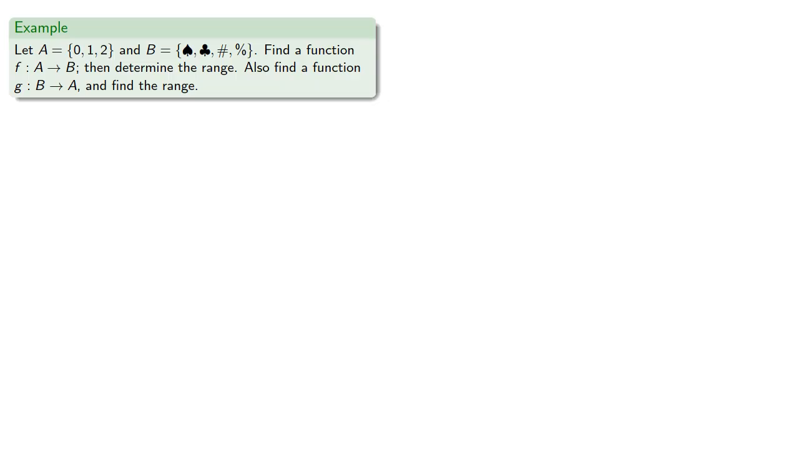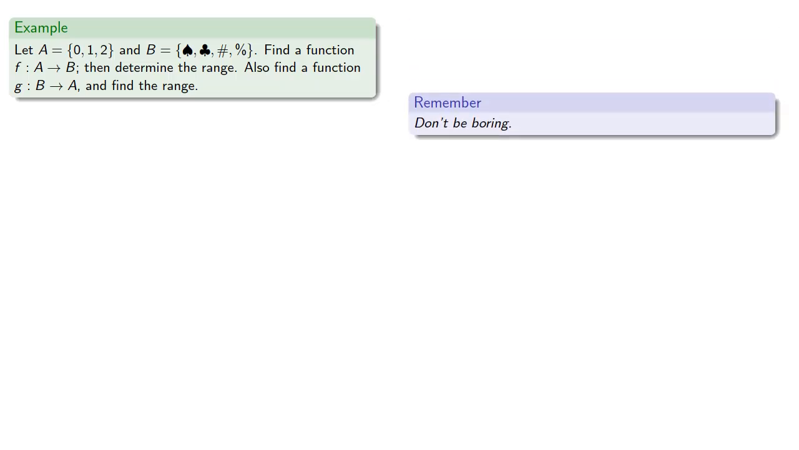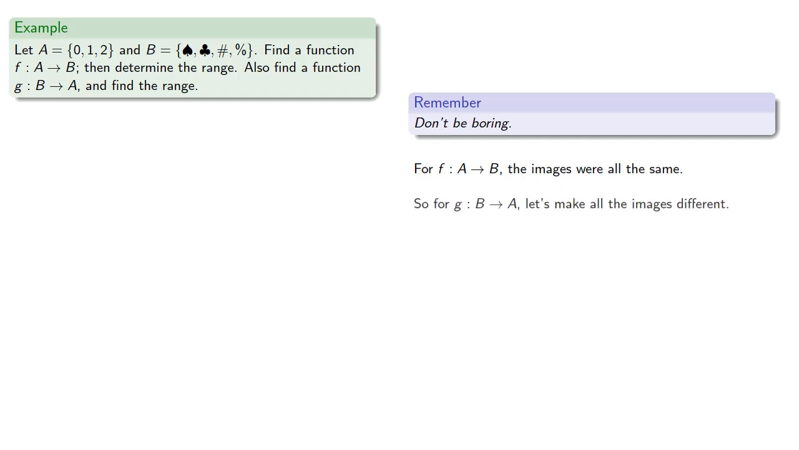Now, a useful rule in life is don't be boring. So in our function from A to B, the images were all the same. So when we make our function from B to A, let's make all the images different. So every component of B should be the element of exactly one ordered pair.